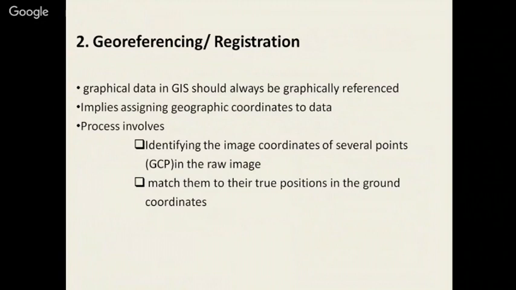So identify the image coordinates of several ground control points in the raw image and match them to the true position in ground coordinates. We can do it in several ways. We choose some points as ground control points on the map, and we go to the ground and get the coordinates, for example through GPS. We get the coordinates, and we can georeference it in the database management system.